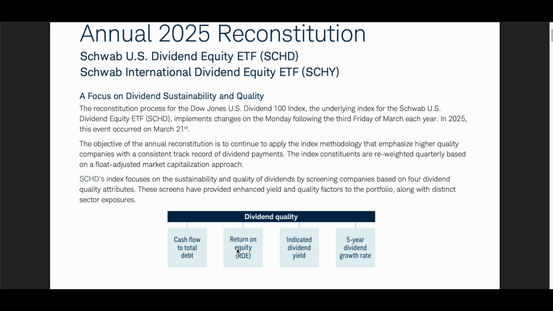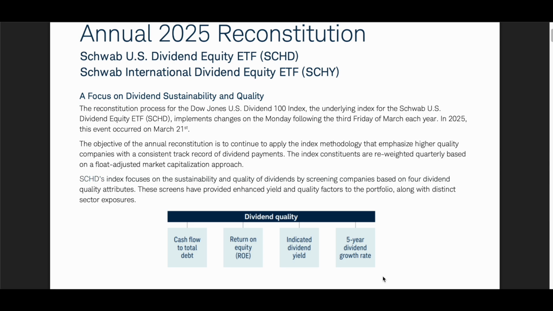Then they also take a look at return on equity. This is how efficiently are they actually using the shareholder capital. We want to make sure that they're efficiently being good stewards of our money. And of course, there's the big one that you really care about, the dividend yield. Of course, we always want the biggest, juiciest dividends, but we don't want that to come at the expense of the overall company.